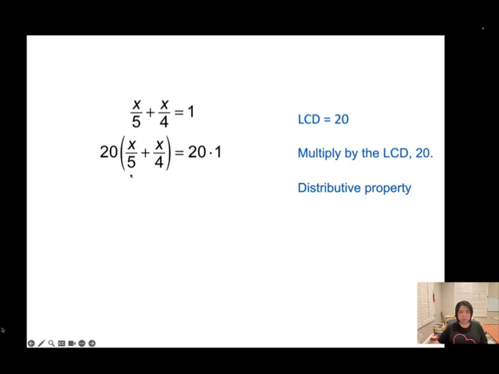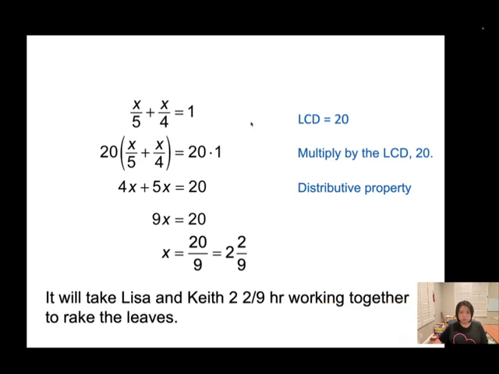20 times x/5, divided by 5, divided by 5, you're going to get 4x here. And 20 divided by 4, divided by 4 here, I'm going to get 5x here. So add it up, 4x plus 5x is going to be 9x. And then divide by 9 for both sides. Okay, so it will take Lisa and Keith 2 and 2/9 hours working together to work the lifts. Okay, that will be faster, right?